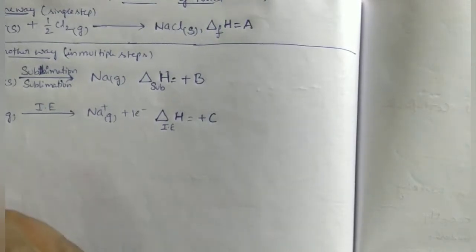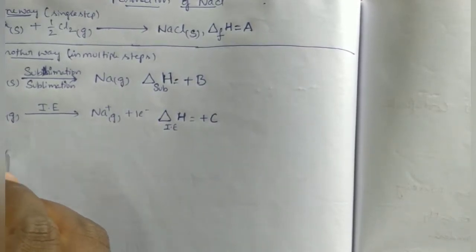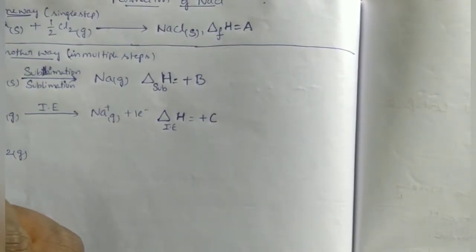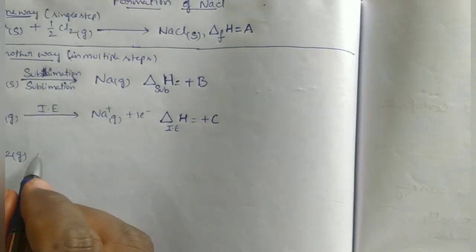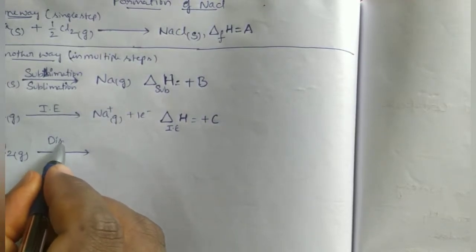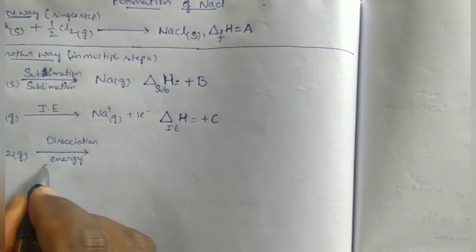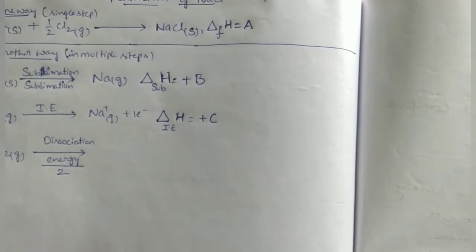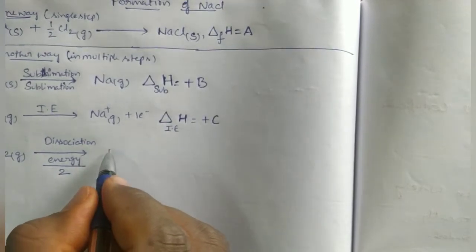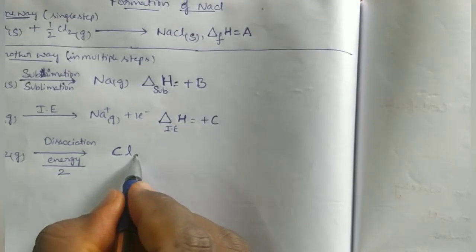Two steps are completed. Next, third step. Let us consider chlorine gas. I am going to consider half mole. Half mole of chlorine gas will absorb dissociation energy by 2. For half mole, dissociation energy by 2 amount of energy is required to convert that chlorine gas to chlorine atom.